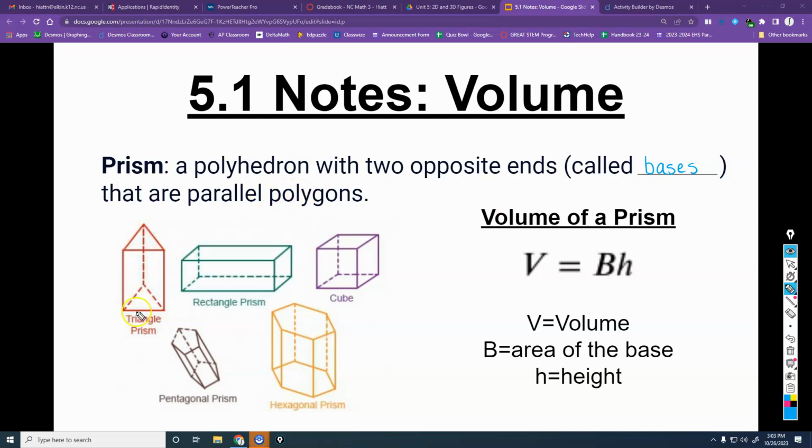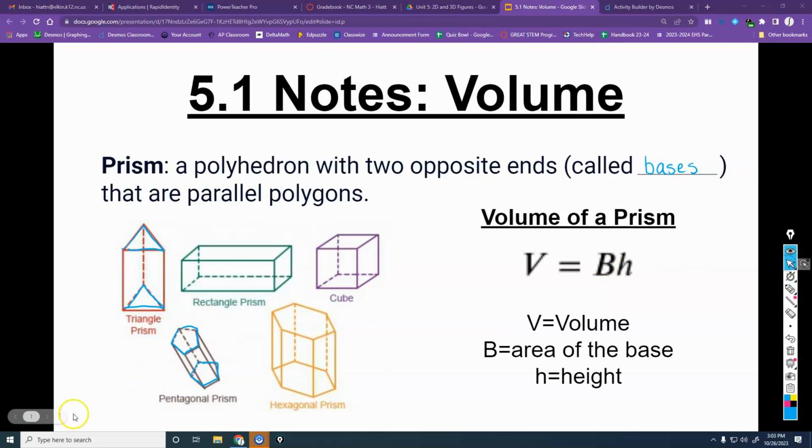So for example, in this triangular prism right here, your bases would be the two triangles that are opposite each other there. In a rectangle or a cube, your bases are either rectangles or squares. In this pentagonal prism, your bases would be the pentagons on each end, and so on and so forth. So, to find the volume of a prism, it's important to know what the base is, because the volume of a prism is the area of the base times the height.